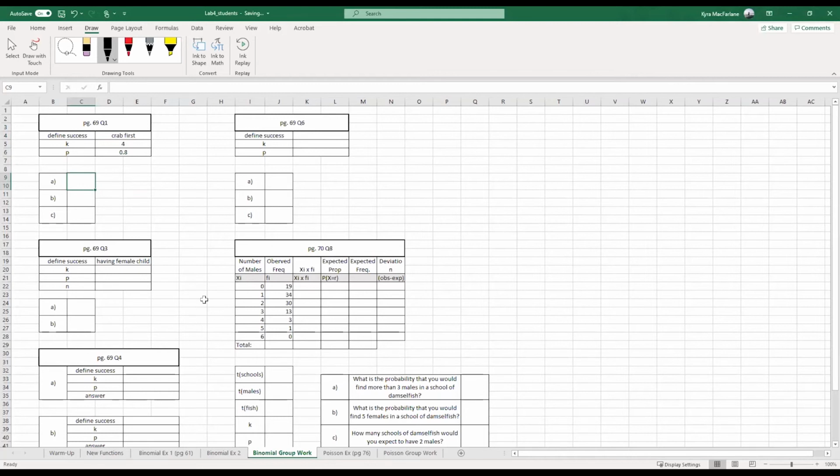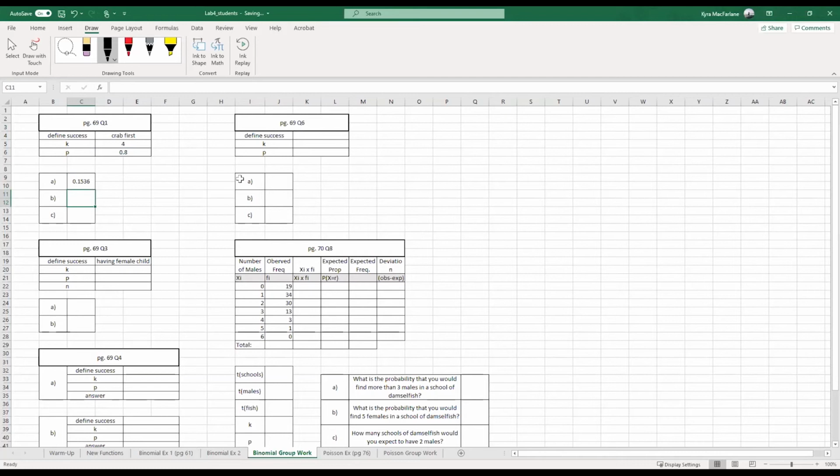So what is the probability that the octopus will eat the crab first in 2 of the trials? So we've got binom.dist. Number of successes is 2, crab first in 2 of the trials out of 4 trials. The probability of a success is right here, P, and it is not cumulative.